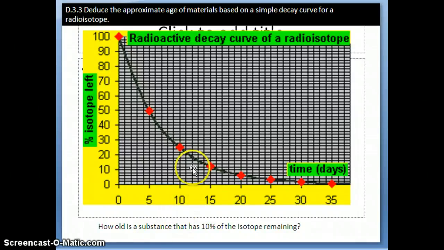If we want to find how much substance is around, we can look at the percent of isotope that is left over and see how long it took us to get to that percent. Let's say we are at 10%. So we come to 10%, go across to 10%, and we'll see that it took 15 days for that to decompose down to the 15% mark.